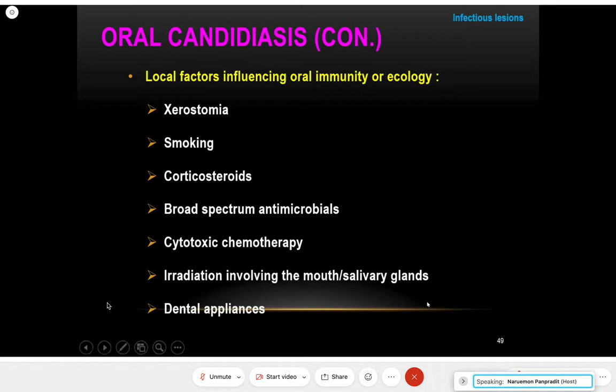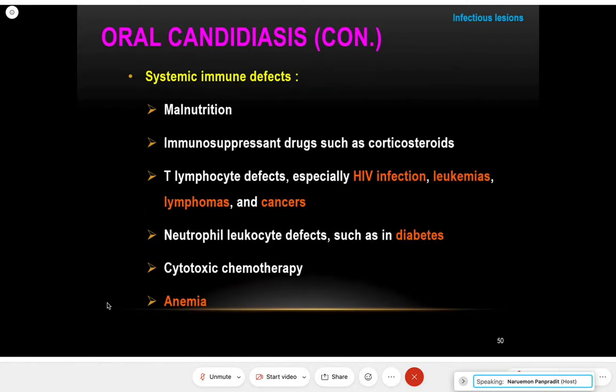Radiation involving the mouth and salivary glands can cause dryness of the mucosa because the salivary glands in that area are destroyed, followed by xerostomia and then the same reason. Another is dental appliances like dentures or retainers, which are also reservoirs of germs or fungi. Another reason is systemic immune defects, like malnutrition. It has a mechanism that affects the immune system, but I will not explain it here.